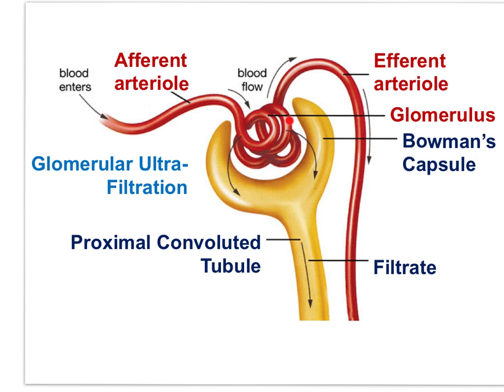Here's an image of the glomerulus, Bowman's capsule, and the proximal convoluted tubule, and I want you to notice the close relationship of the proximal convoluted tubule and the blood vessel that emerges from the glomerulus.